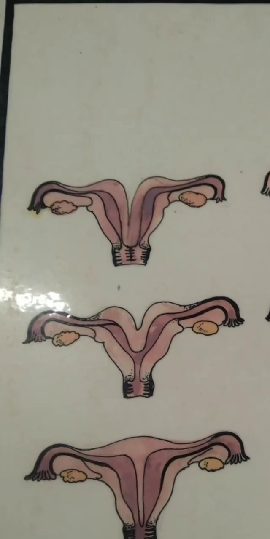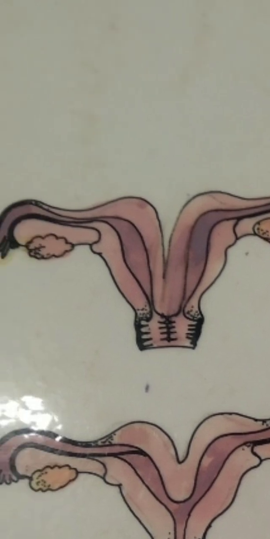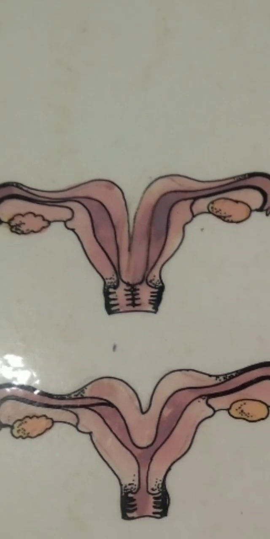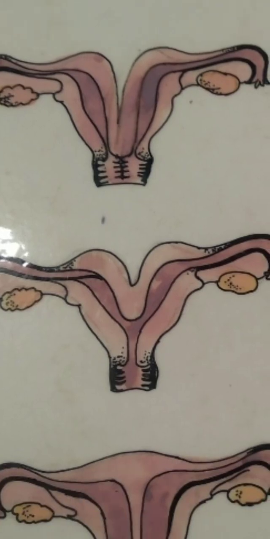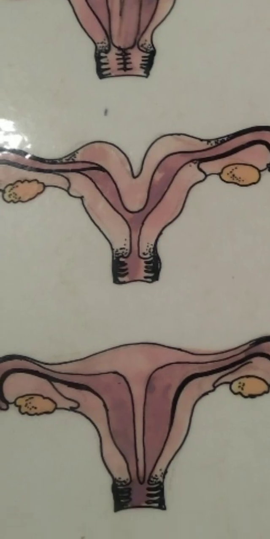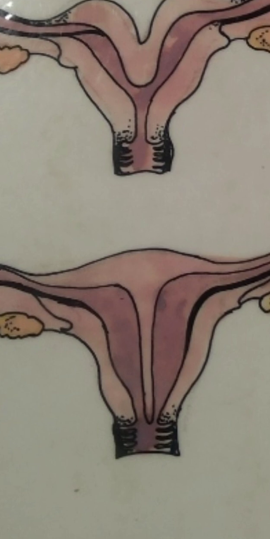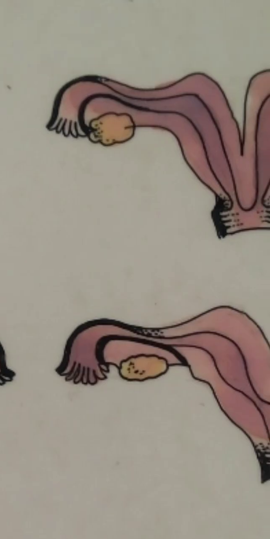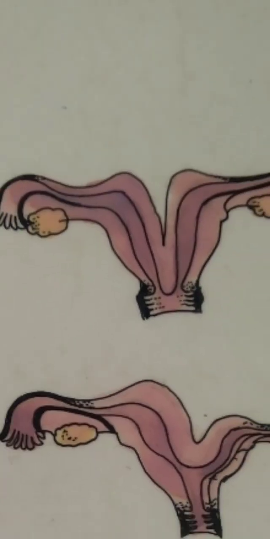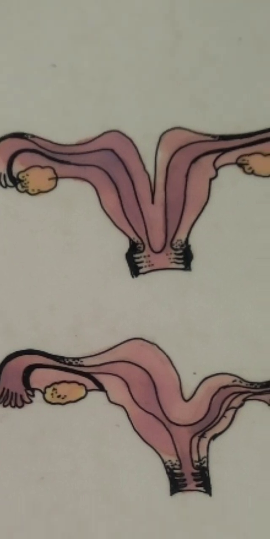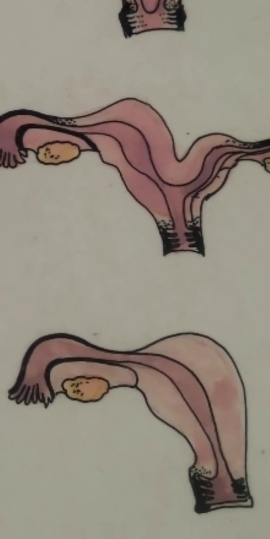Uterine anomalies. This first one is uterine didelphys. This is subarcuate uterus, or you can also call it arcuate uterus. This is septate uterus. The bicornuate uterus. These two are unicornuate.